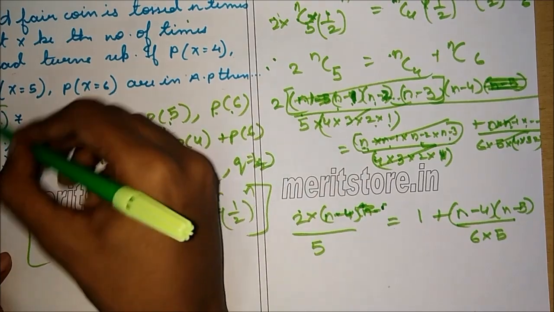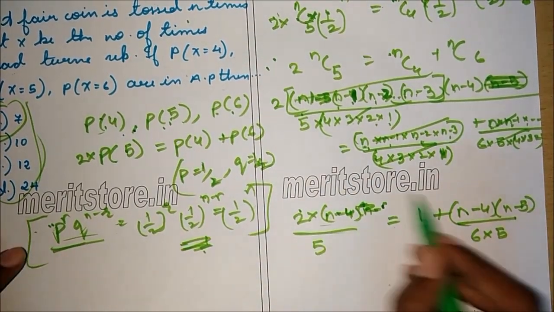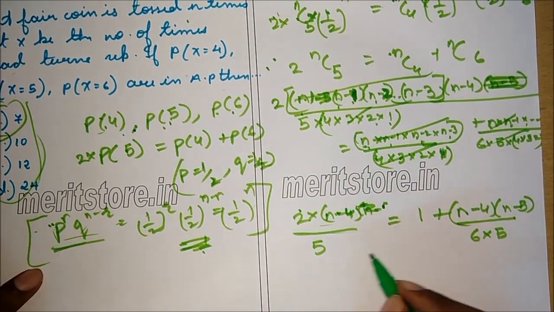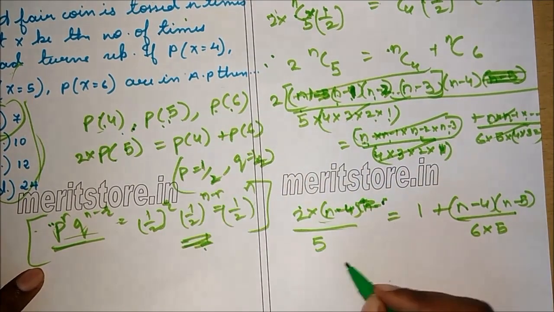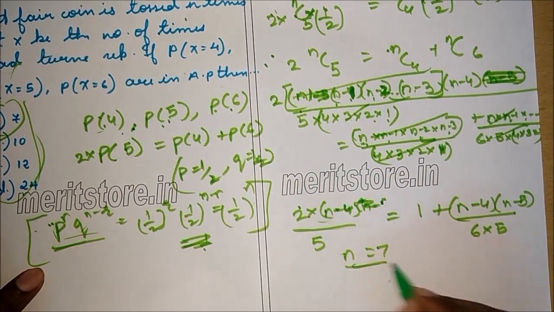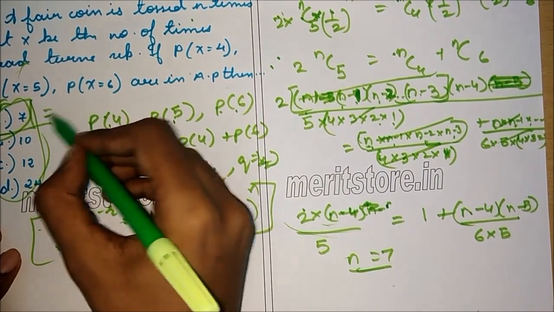So now we substitute each of the options and find which of them satisfy the equation. We don't actually solve it, we solve it by substitution. So we found that for n equals 7, the equation is satisfied. So the answer will be A, 7.